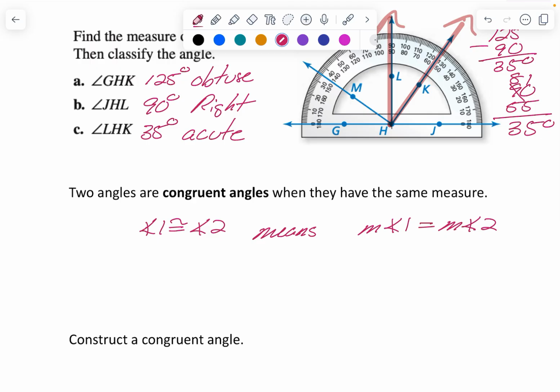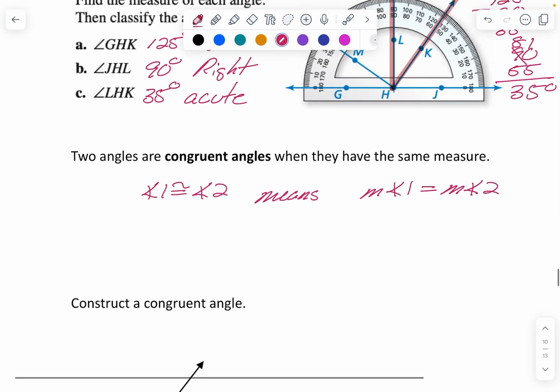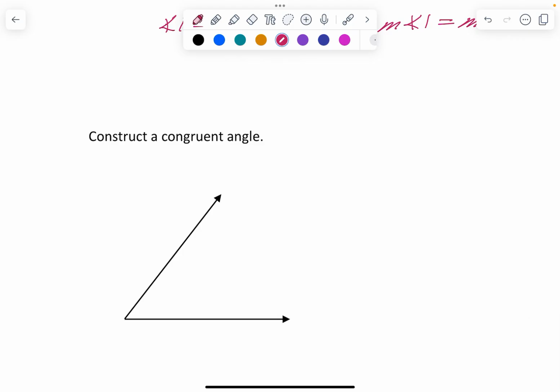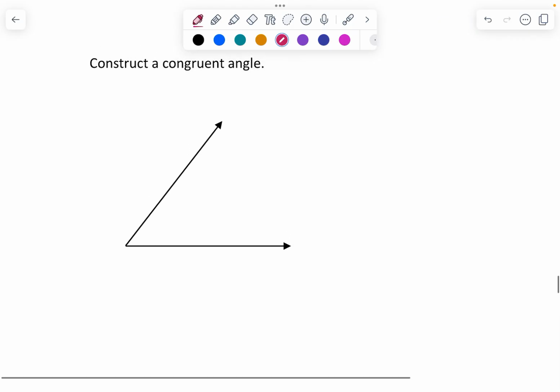All right, so now we're going to get our toys out, and we're going to construct a congruent angle. So we're going to start with the compass, and we're going to put one point right there, and not make it too big or too small, but set it at a measurement where you can draw an arc about that far away from the point. Okay, so we're going to make that arc.